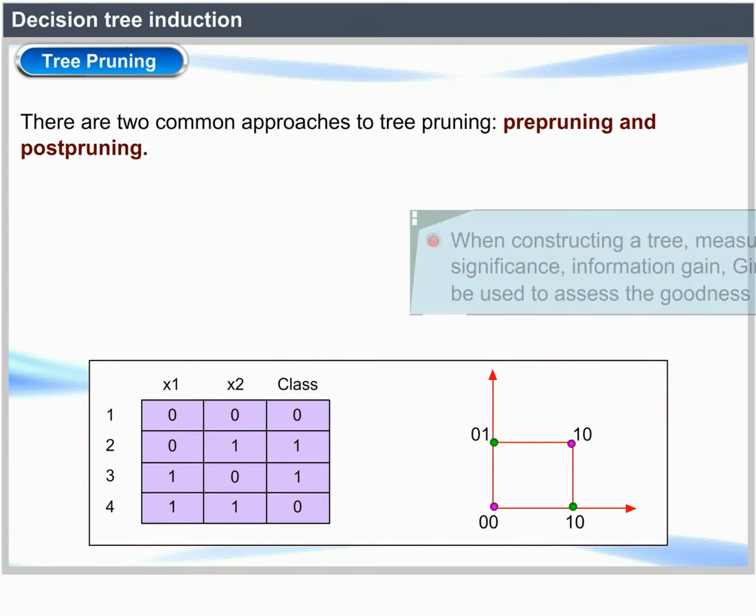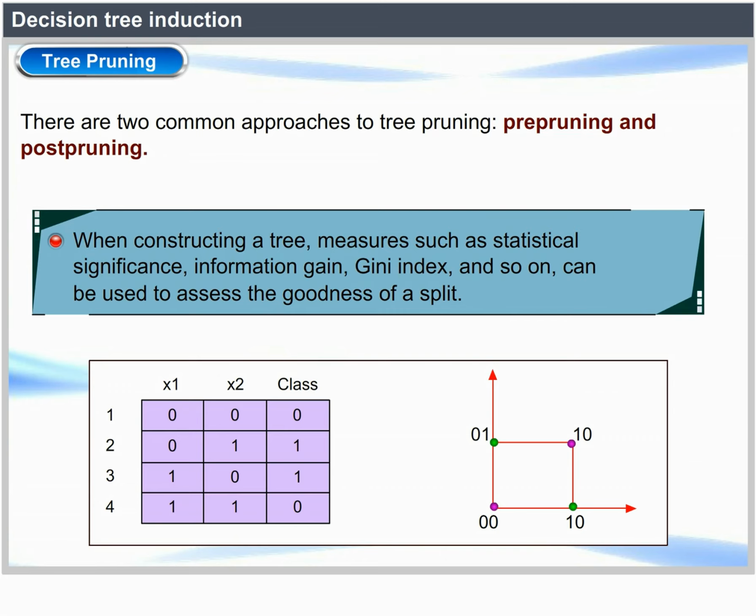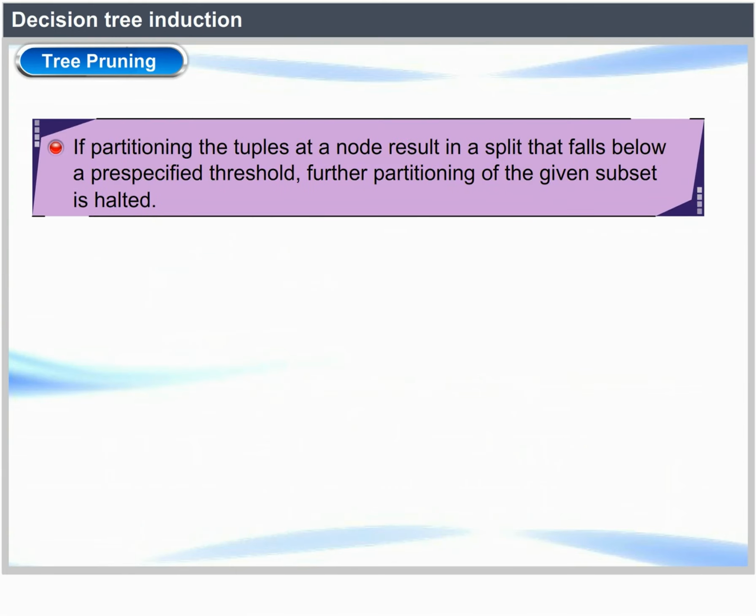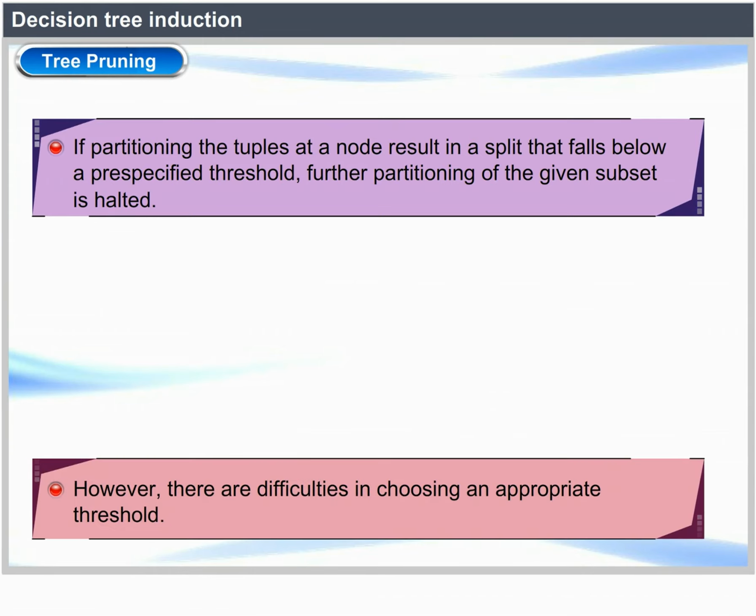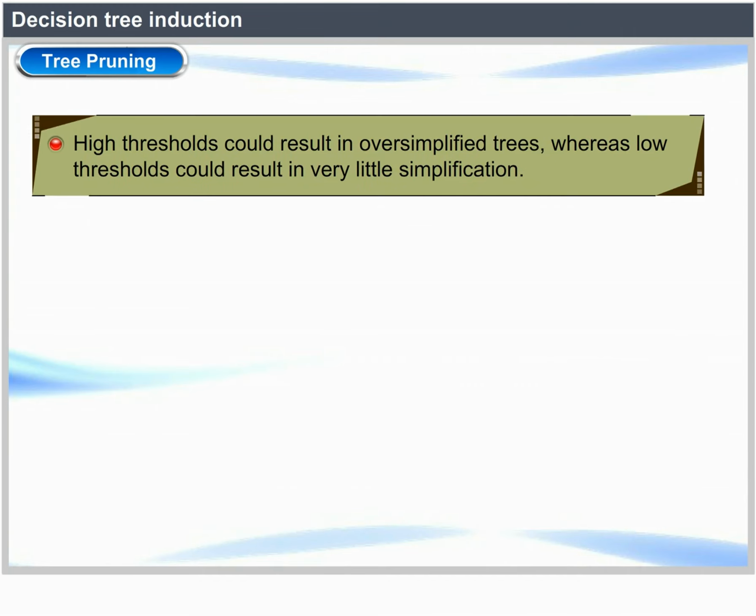When constructing a tree, measures such as statistical significance, information gain, Gini index, and so on can be used to assess the goodness of a split. If partitioning the tuples at a node would result in a split that falls below a pre-specified threshold, then further partitioning of the subset is halted. There are difficulties, however, in choosing an appropriate threshold. High thresholds could result in oversimplified trees, whereas low thresholds could result in very little simplification.